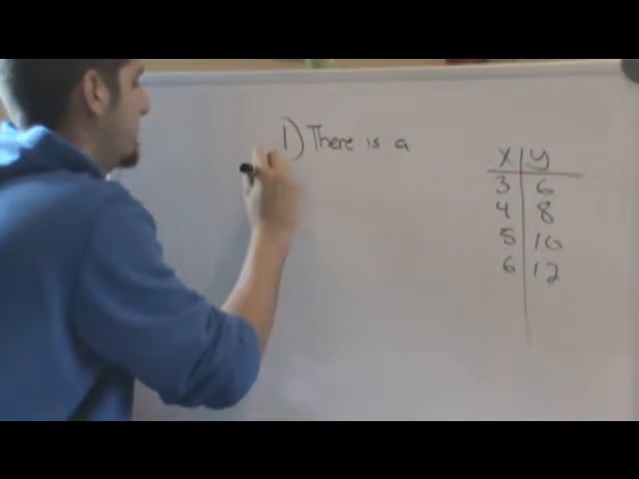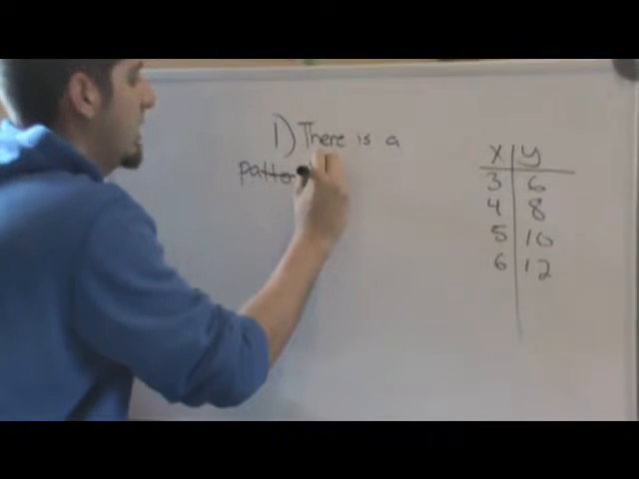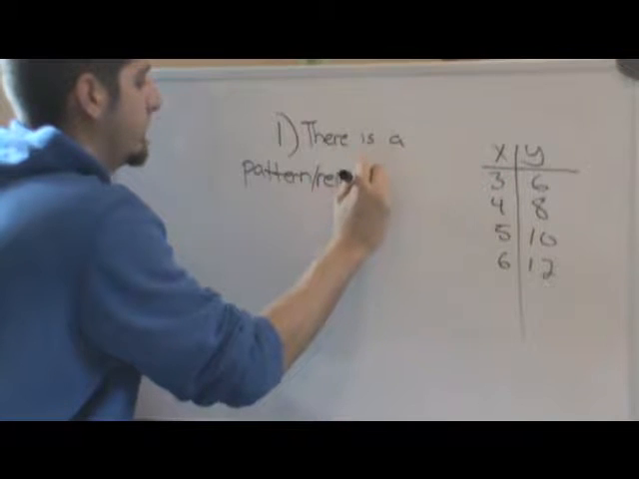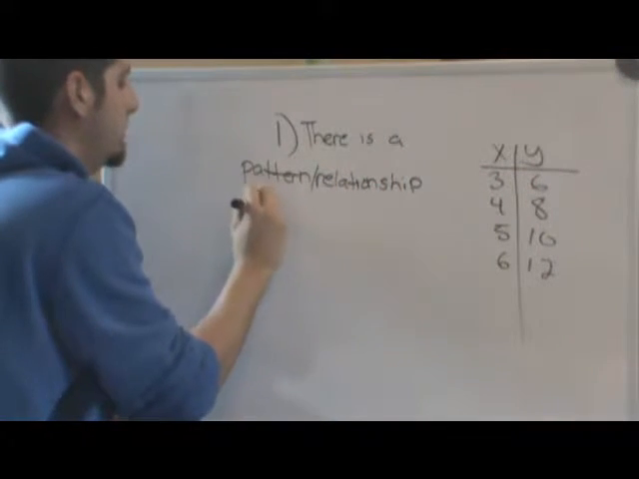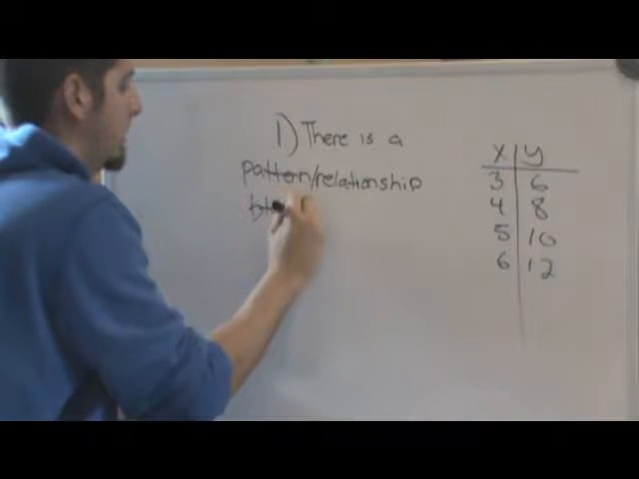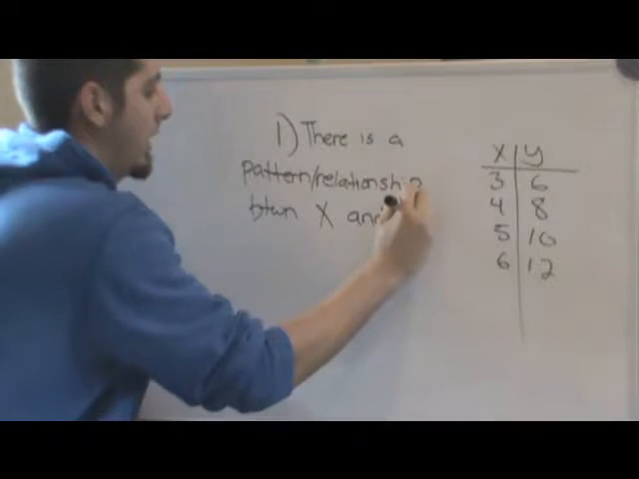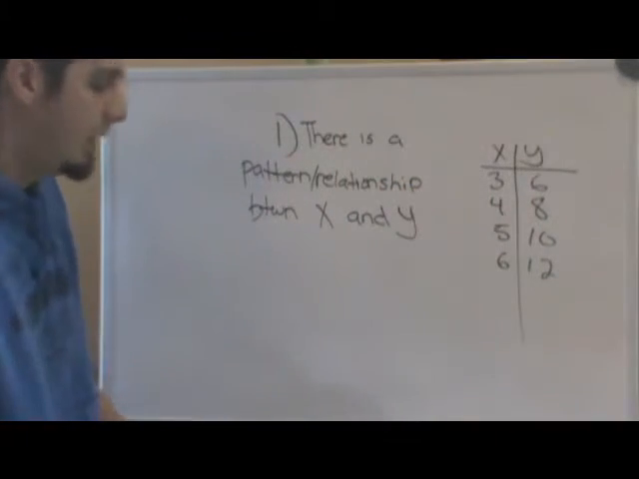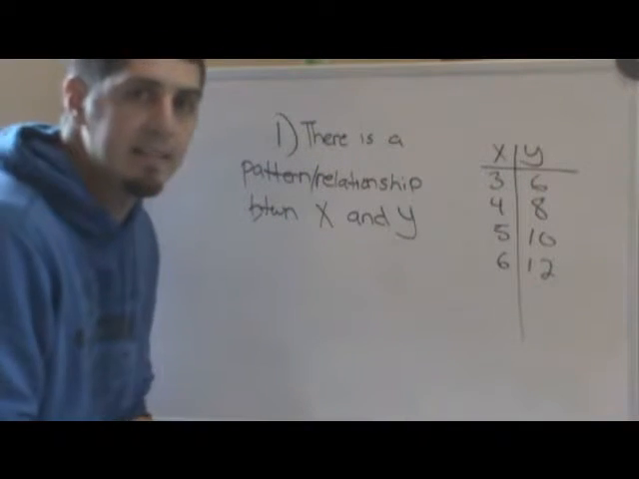Another way you might say it is there's a relationship, a pattern, between X and Y. Okay, there's a special pattern or relationship between X and Y. In this case, I've actually made the pattern very easy to identify.